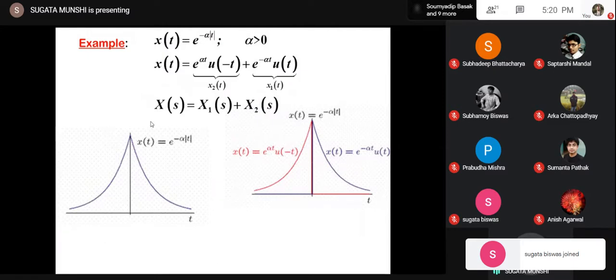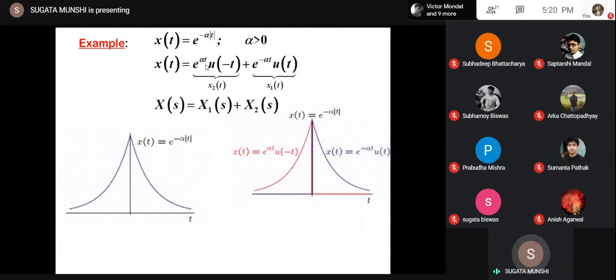How to do that? Just see here that x2(t) is e to the power alpha t u(-t). This is x2(t). And x1(t) is simply a causal signal, e to the power minus alpha t u(t). So x2(t) is an anti-causal signal component, and x1(t) is the causal signal component. X(s) will be X1(s) plus X2(s).